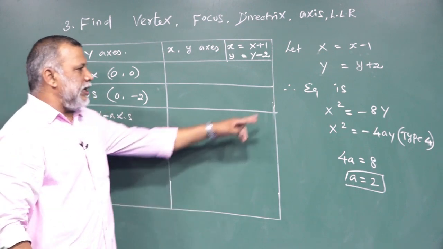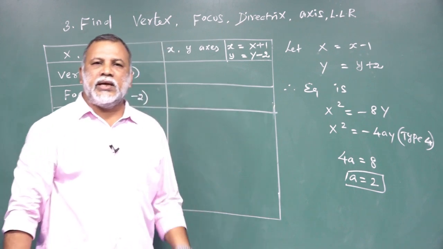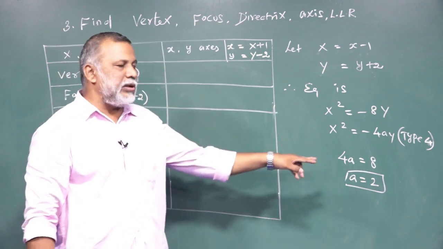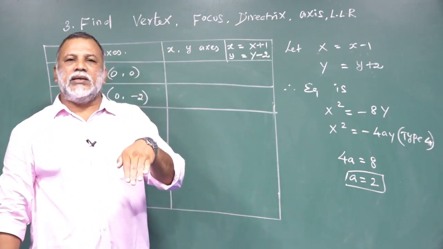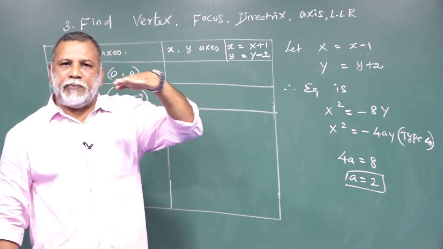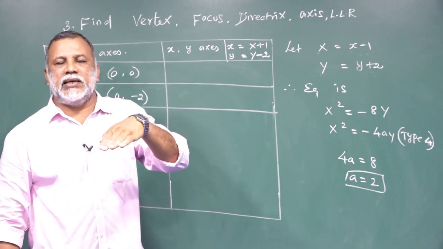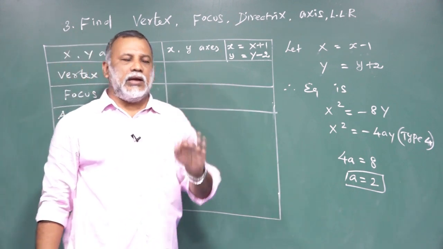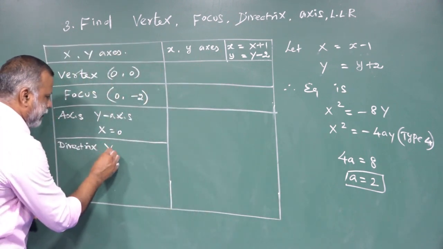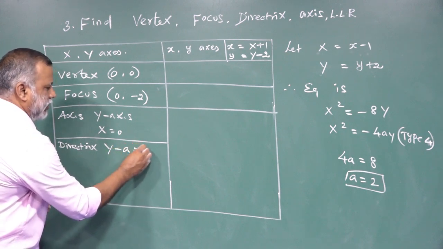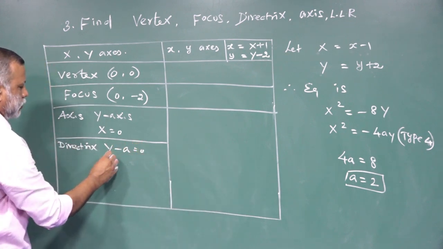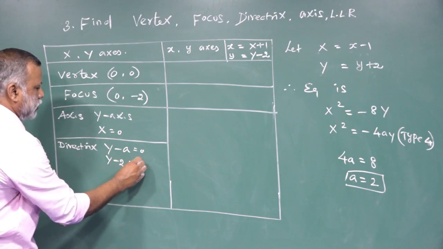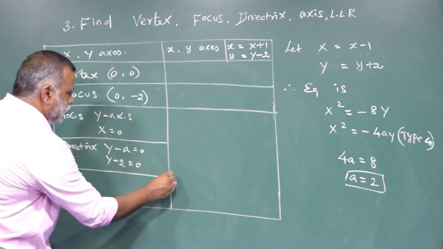Then see type number 4. What is the equation of the directrix? Here type number 4 opens downward. Then what is the equation? It is parallel to the x-axis, and parallel to the x-axis means the equation is y minus a equal to 0. Here capital Y minus a equal to 0. The value of a is 2. Therefore use y minus 2 equal to 0.